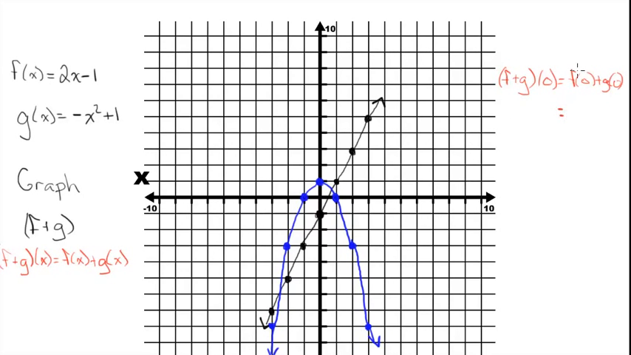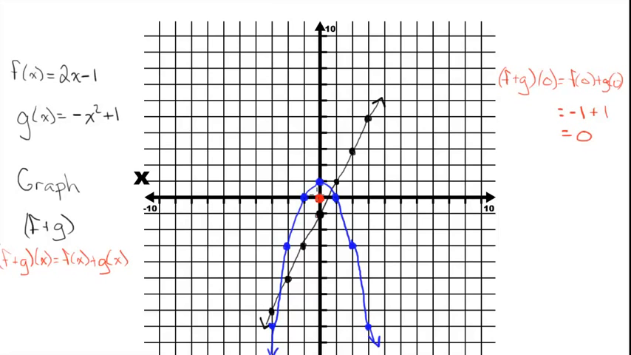So what you're going to have to do is, well, what is f at 0? f at 0 was the black one at 0, so that was negative 1. And g at 0, that was 1. So we have negative 1 plus 1 equal to 0. So our new function at 0 will be equal to 0. So it's going to go right through the origin.